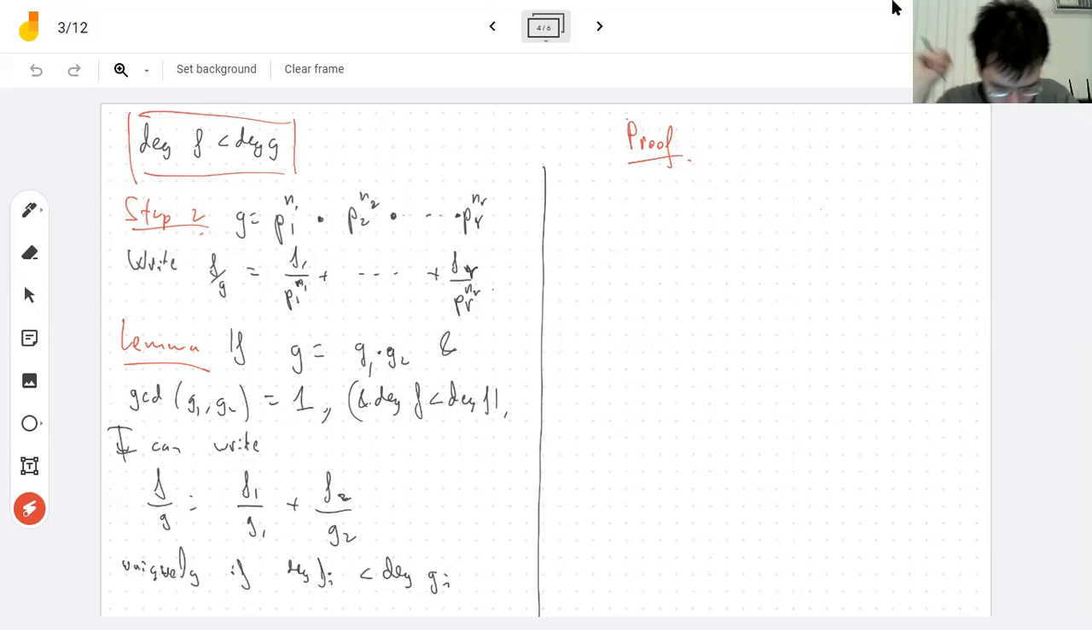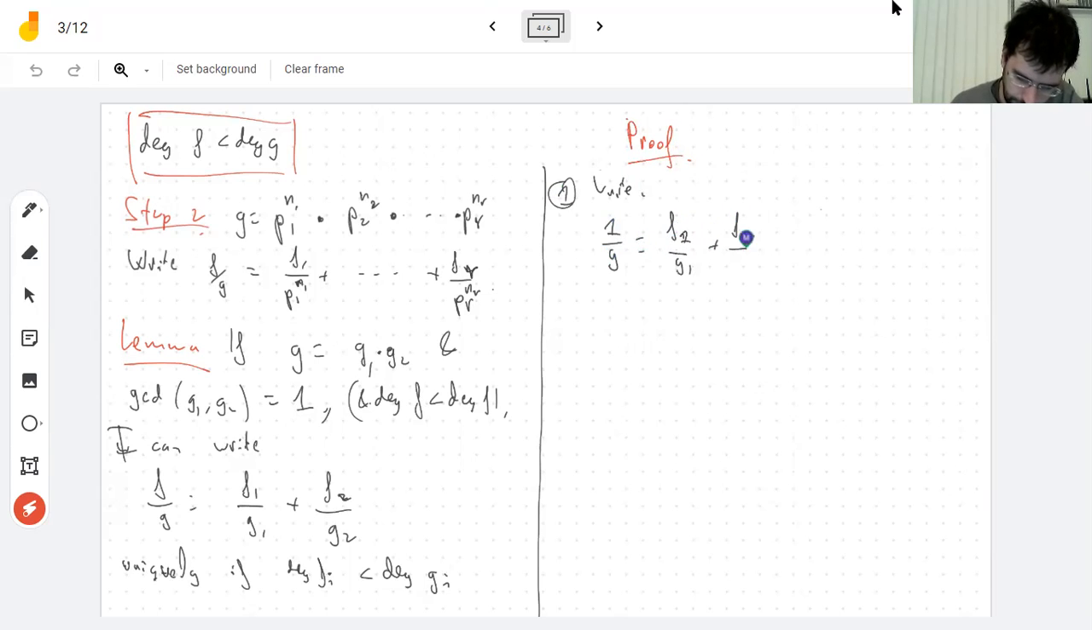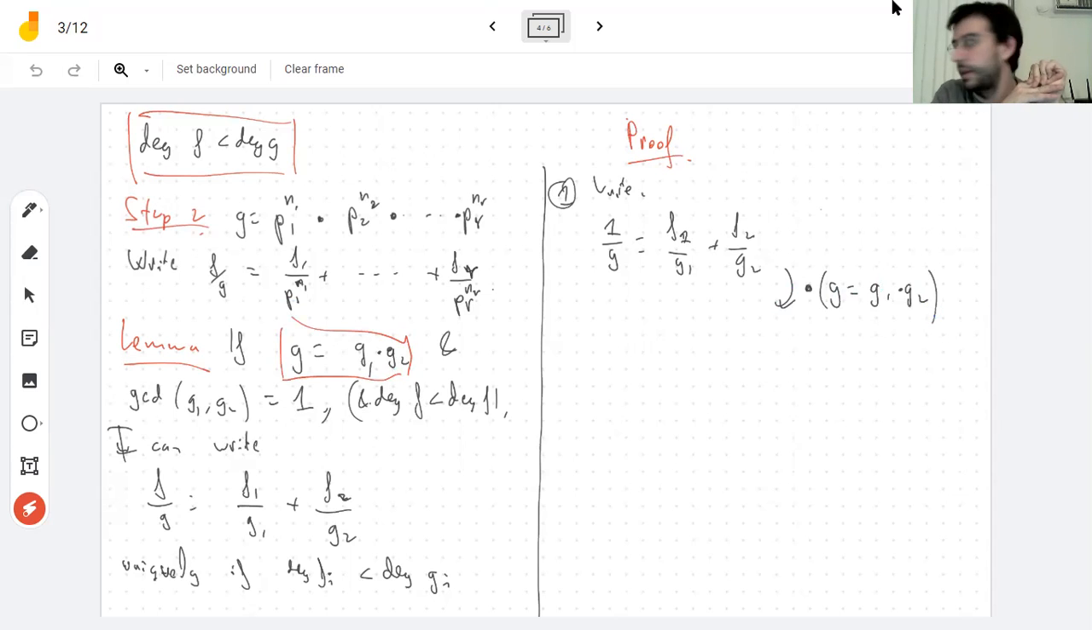So let's prove this. What am I trying to do? I'm trying to write, so let's start by writing 1 divided by G in this way. By the way, G is G1 G2. So just like before, the trick to everything is to clear the denominators and think of what happens with polynomials. If I clear the denominators, the denominator on the left is the product of the denominators on the right.